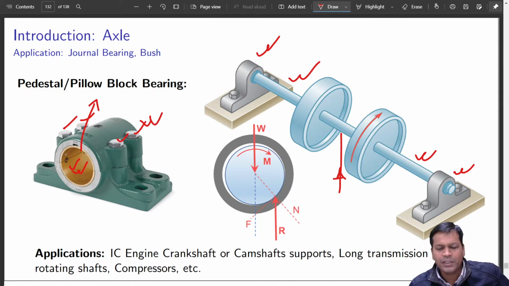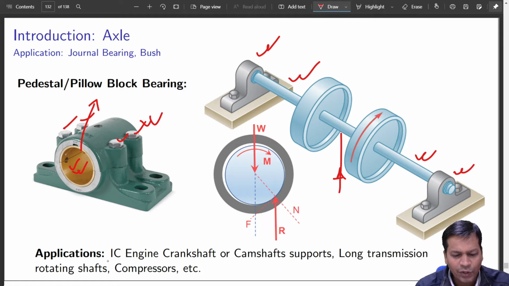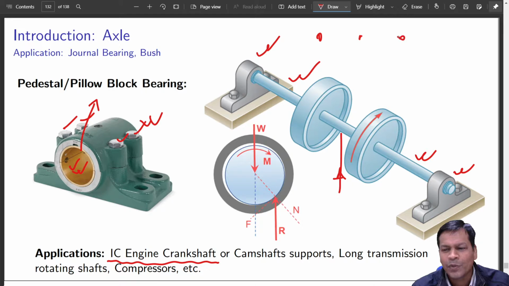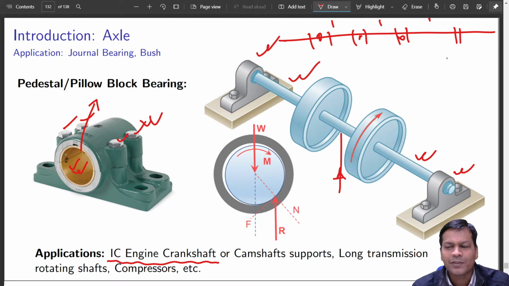These are mostly used in the crankshaft of an IC engine. An IC engine has multiple cylinders on a single shaft. So you have a cylinder here, you have a cylinder here. So there are many intermediate bearings. Finally the shaft is there, and you may have a thrust bearing over here.